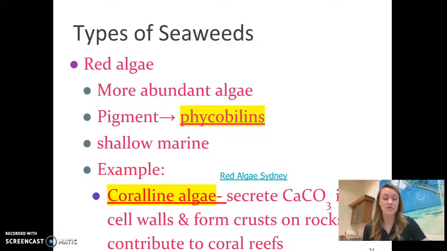So coralline algae actually secrete calcium carbonate into the cell walls, and then they start to form a crust on rocks that actually help to contribute to our coral reefs. So I've got a few samples of that I can pass around. It's a reddish pink color on the outside of a coral.